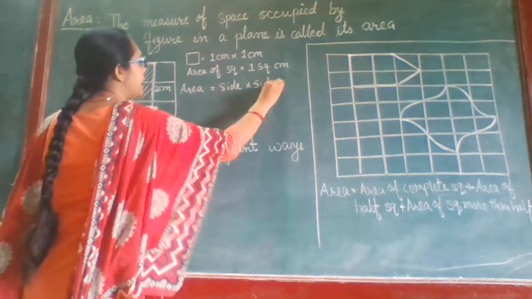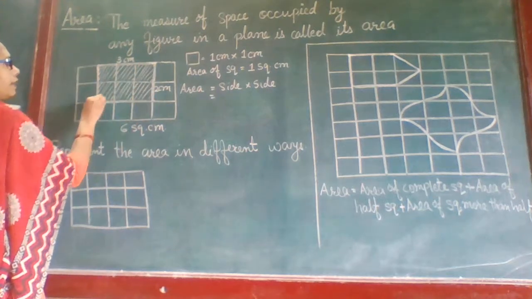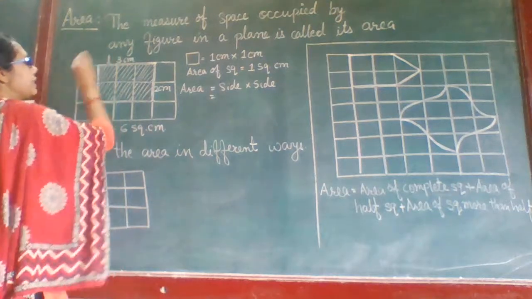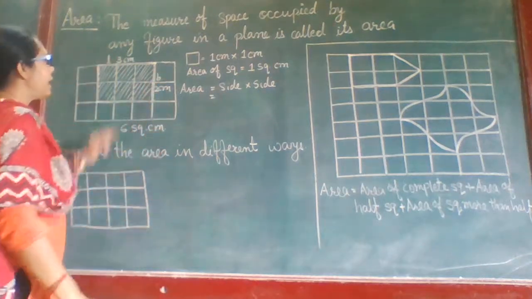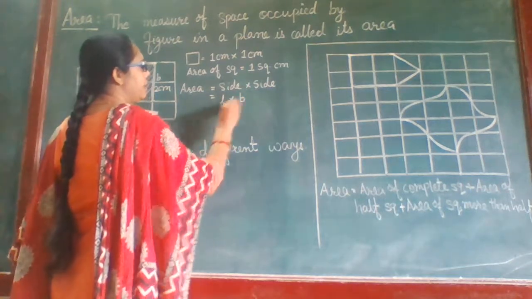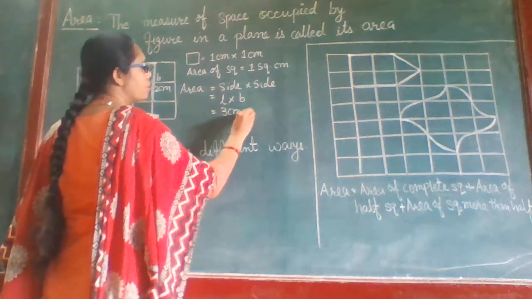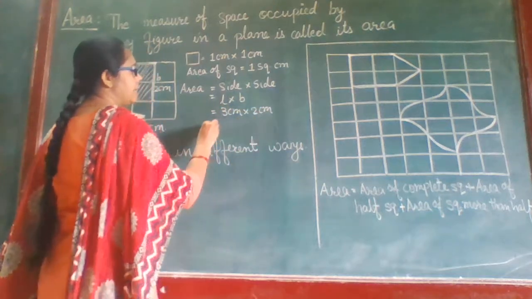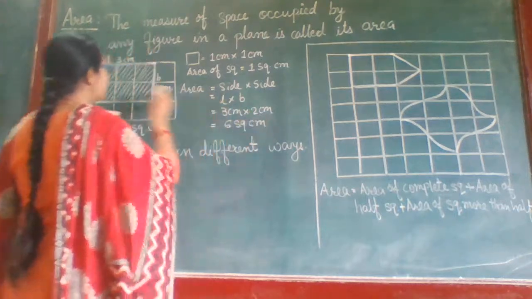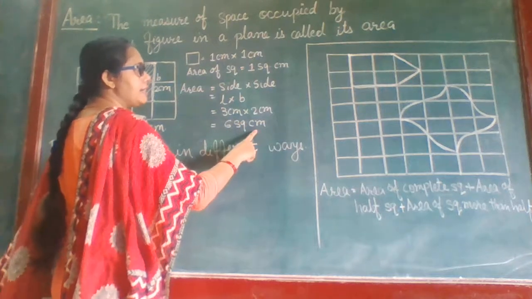So we find area is equal to side multiplied by side. Here the shape is a rectangle. So this one is its length and this one is its breadth. So we write length multiplied by breadth. Length is 3 centimeter and breadth is 2 centimeter. So it is 6 square centimeter. How many squares are occupied? 6. So we write 6 square centimeter.